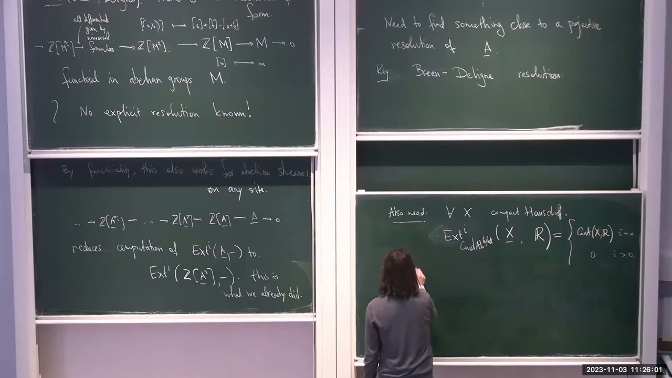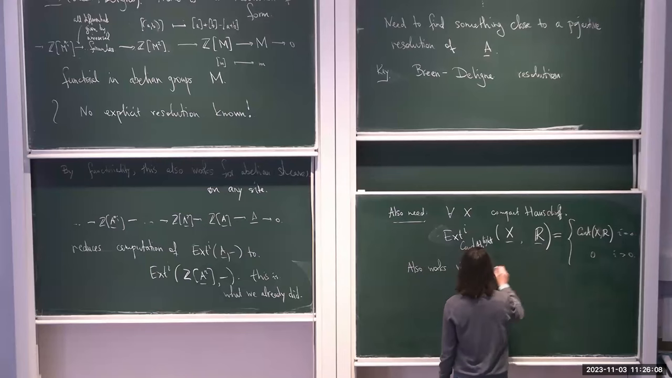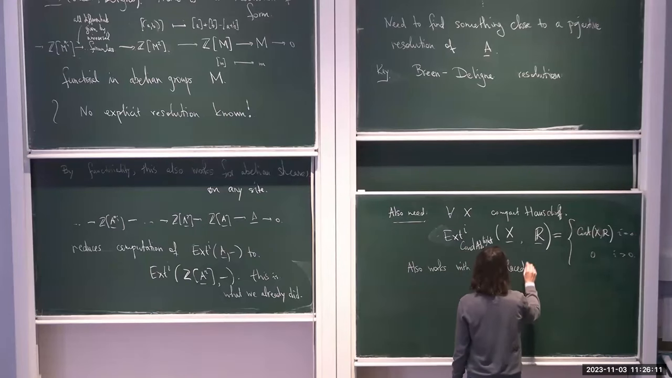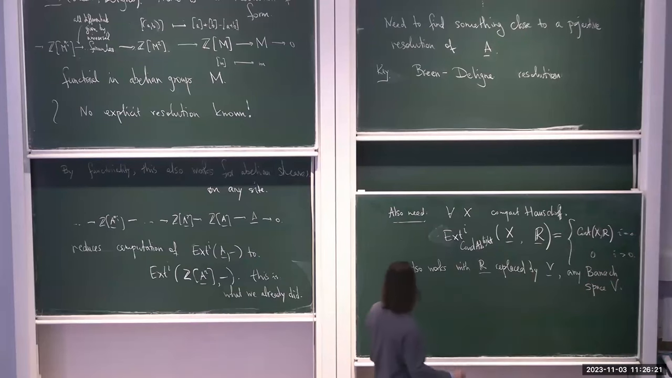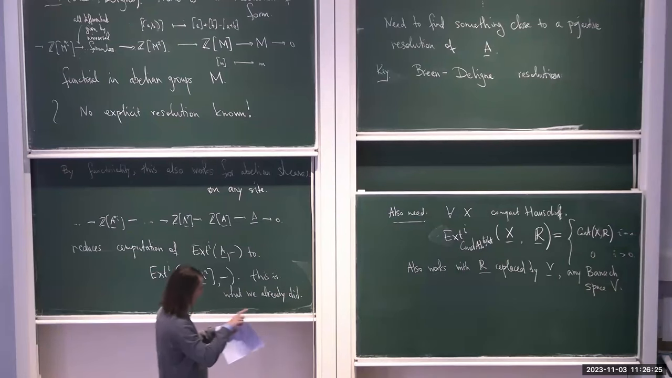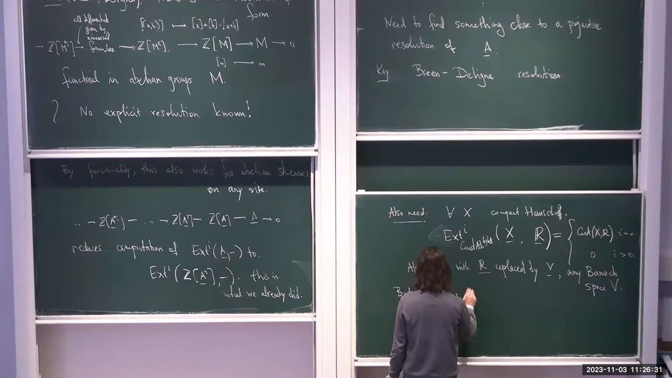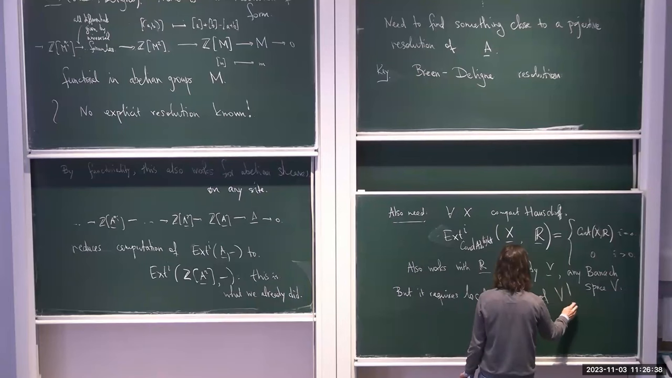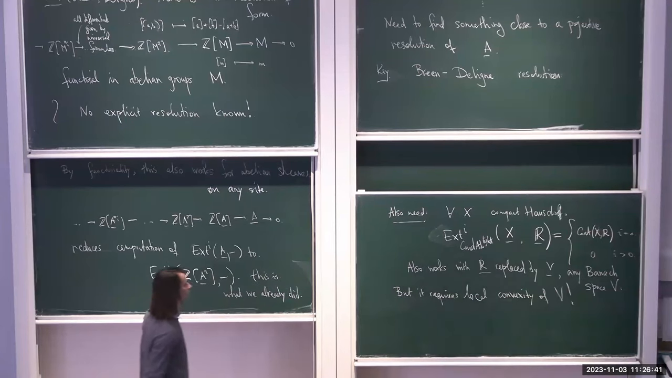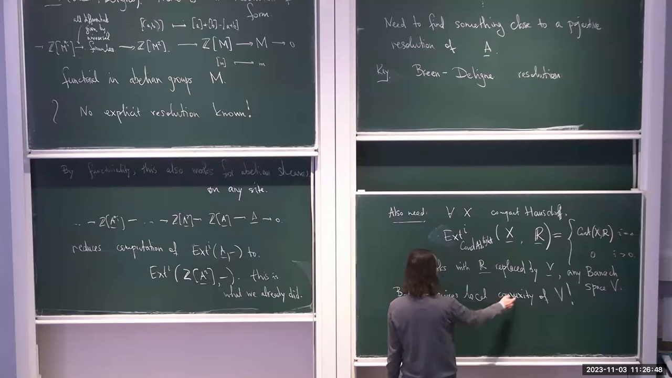This also works with R replaced by any bounded space. But it really uses local convexity, because there are some partition of unity arguments in the proof. So to know that the partitions of unity behave nicely, you need that the target vector space is locally convex.